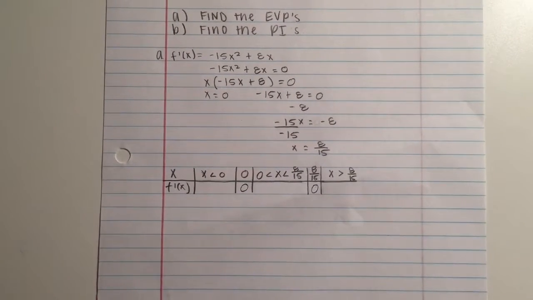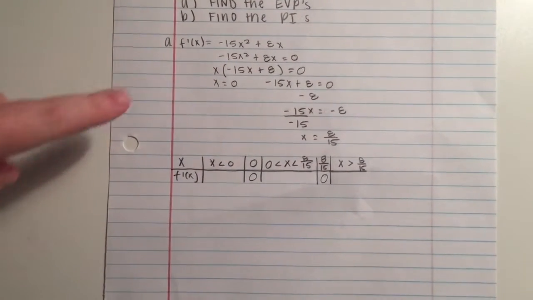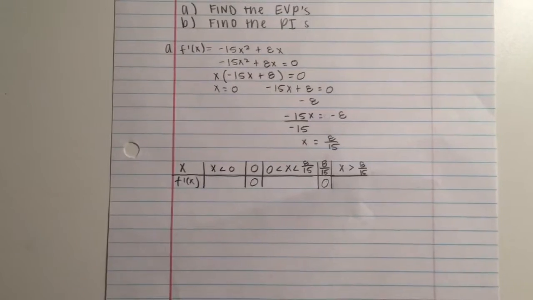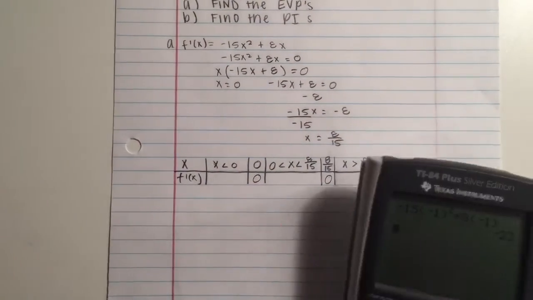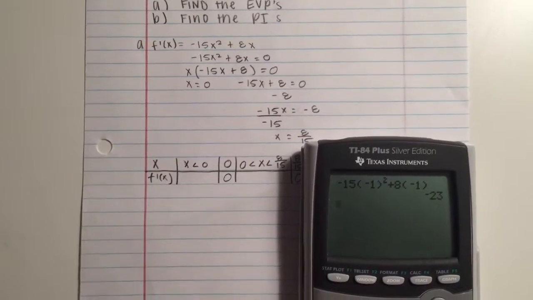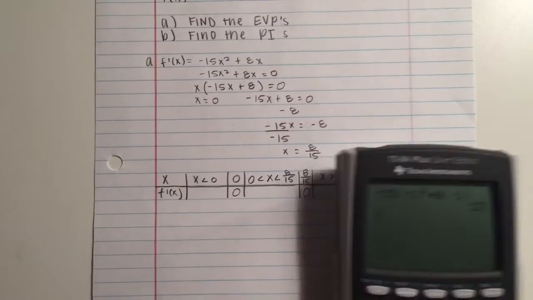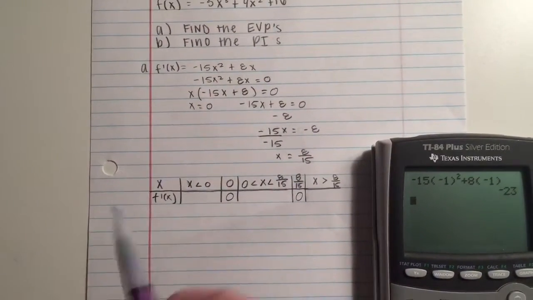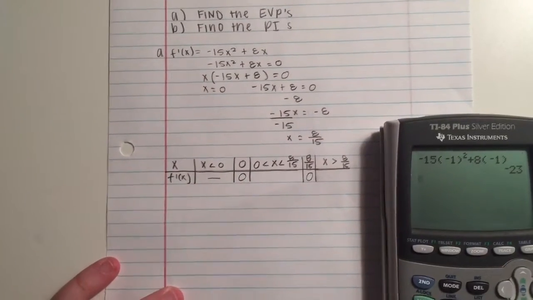Okay, the first thing we're going to do is x is less than 0, so we need to pick a value that's less than 0 to plug back into our derivative. So I'm going to go with negative 1 just because it's an easy number. As you can see on the calculator here, I've plugged that in. So the value we're going to come up with is a negative. So we need to mark that it's a negative number.